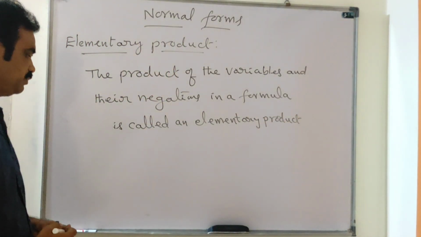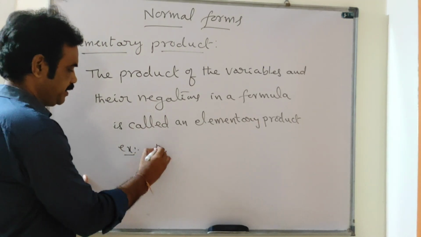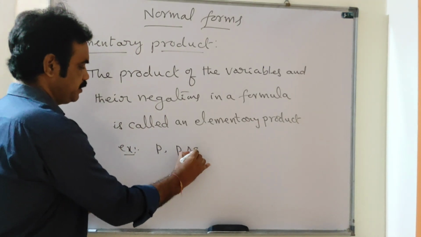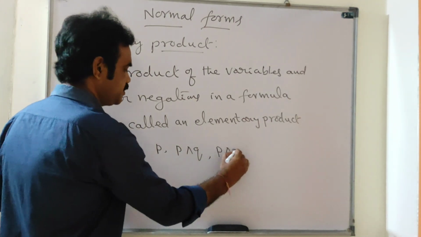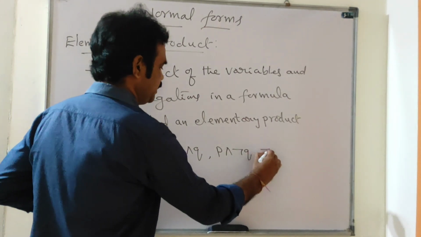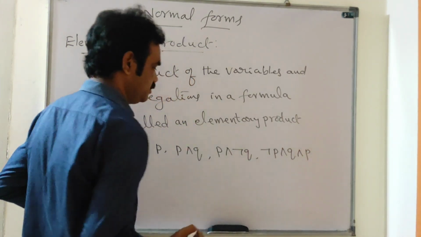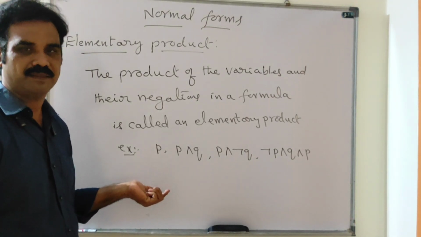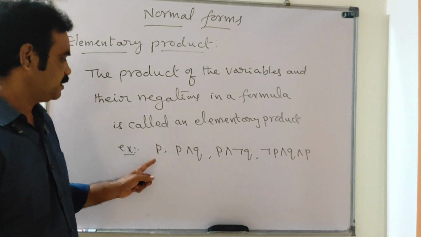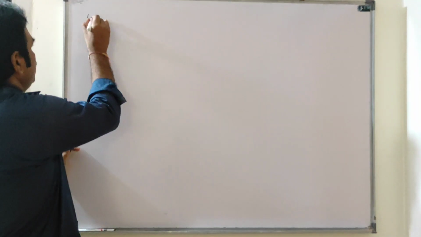Okay. For example, P and Q, P and negation Q, negation P and Q and P. These are all elementary products. Product is nothing but conjunction. You can understand. These are some elementary products.